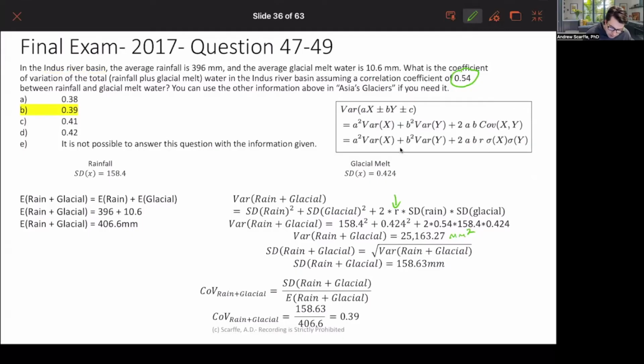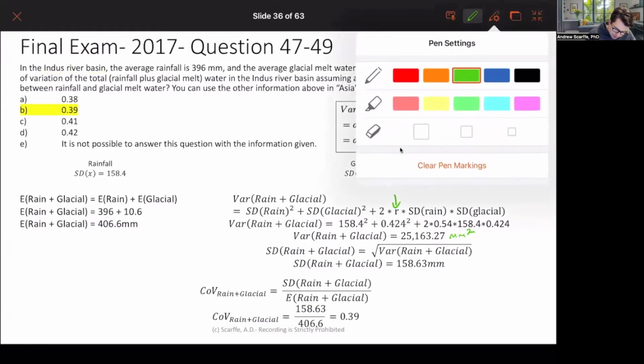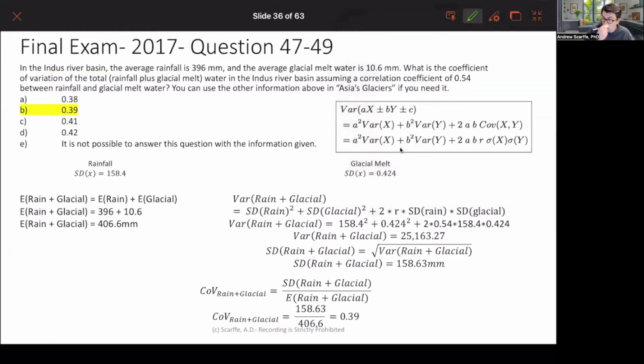It's really important when we're doing a question like this, when you're dealing with a correlation coefficient and you are trying to calculate the standard deviation and the variance, that we are mindful of the sign of the correlation coefficient. So in this case, we have R equal to positive 0.54. So we don't have to be too mindful of it. Our equation isn't going to change.